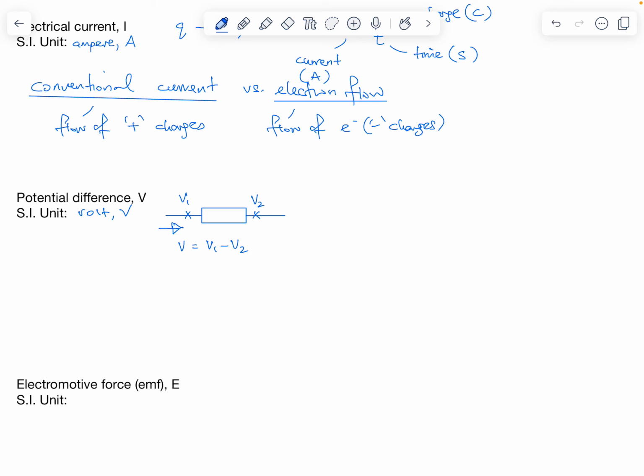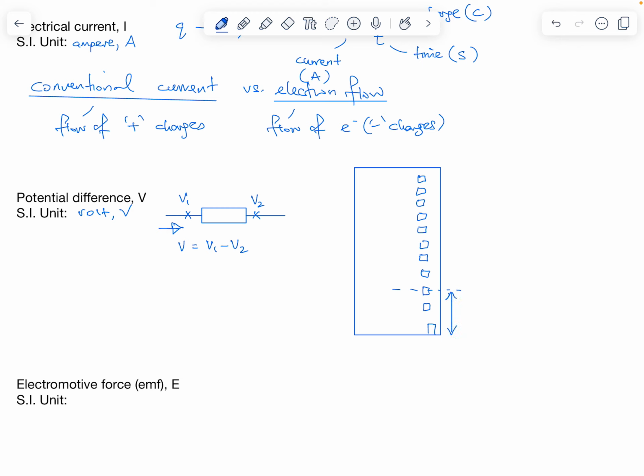So what is this potential? We use something that we are familiar with. Consider a high-rise building, and we are at this point, so say we have a point here. This is the second floor. Sorry, this is the third floor.